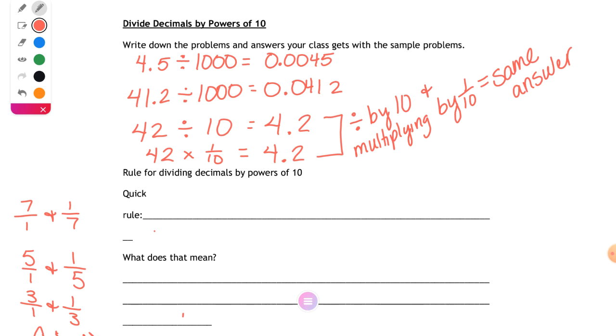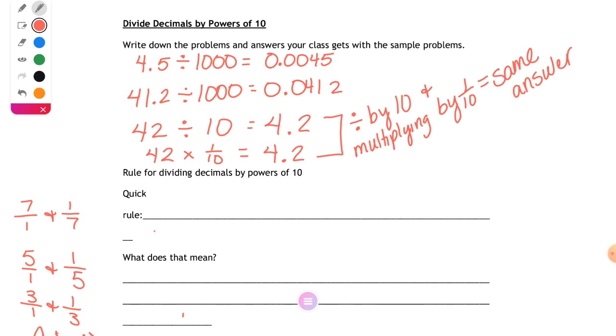So 49 divided by 7 is what? 7. So 49 times 1/7. All I did is change the divide to a times and flip the fraction. What do you think it is? 49 times 1/7. 7. It's still 7. Okay, that's always true. Today we're just focusing on the tens, and it's because of our quick rule.